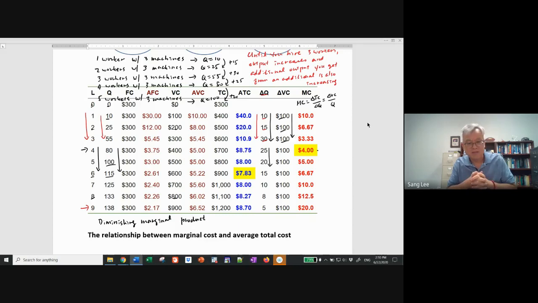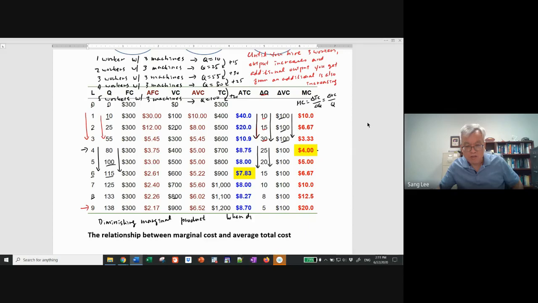Okay. So when the additional output you get from hiring an additional worker starts falling, we say there is diminishing marginal product. So look at changing Q. Here, as you hire more and more workers, up to 3, marginal product, the additional output you get, is increasing. But beyond that, the additional output you get becomes smaller and smaller. That's diminishing marginal product.